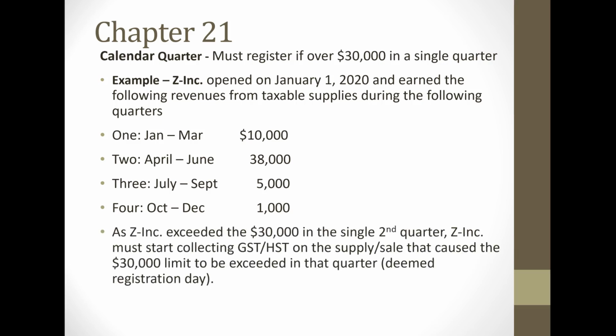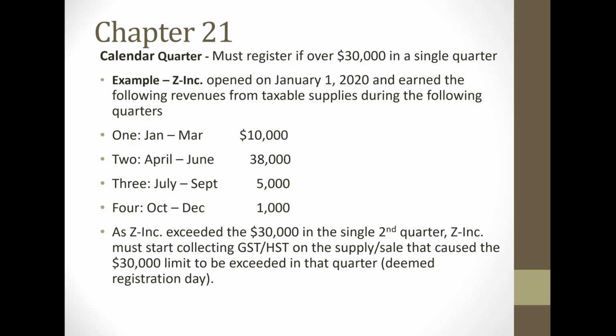And this is a little bit different. In quarter 2, the sale that caused them to exceed that $30,000 limit, they must start collecting GST on the sale that caused them to exceed that $30,000 limit. So if a business is a small supplier and they have not registered for GST/HST, and they know that within a certain quarter, they likely will exceed that $30,000 threshold, they're going to have to keep track of all their sales. And on that sale that will cause them to exceed 30,000 within that single quarter, they're going to have to start collecting and charging GST/HST on that sale onward.